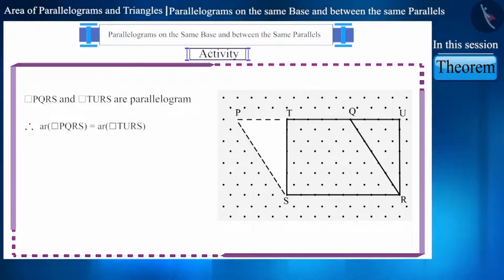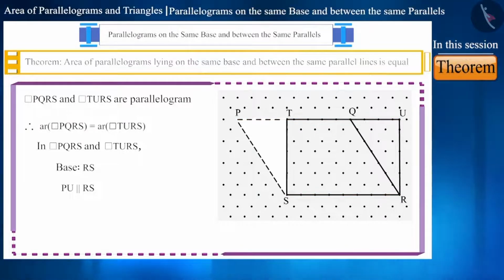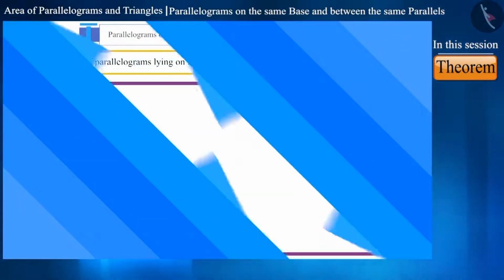Friends, here parallelograms PQRS and TURS are located on the same base RS and between the same parallel lines PU and RS. And their area is also the same. This is a theorem that states the area of parallelograms lying on the same base and between the same parallel lines is equal. Let us see the mathematical proof for this.